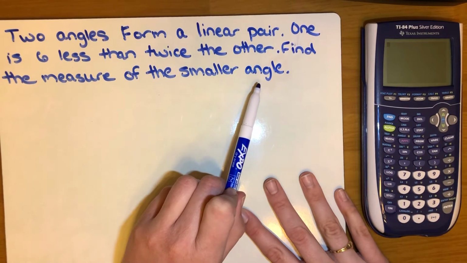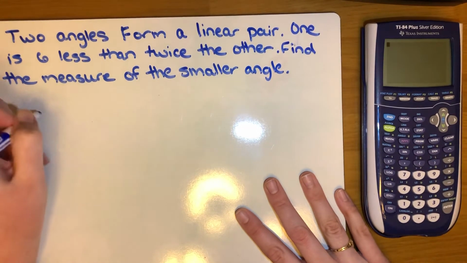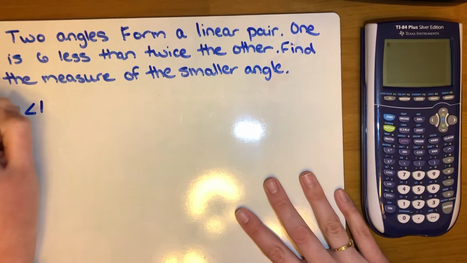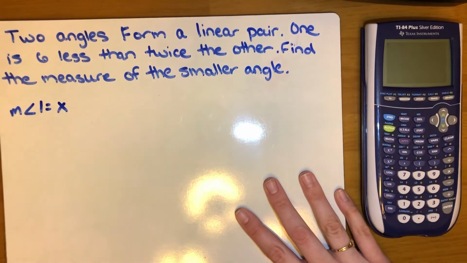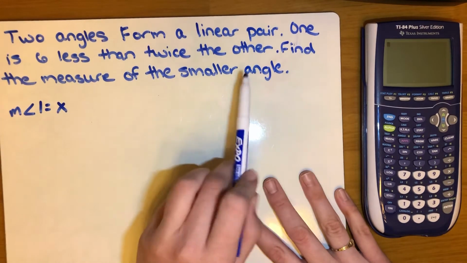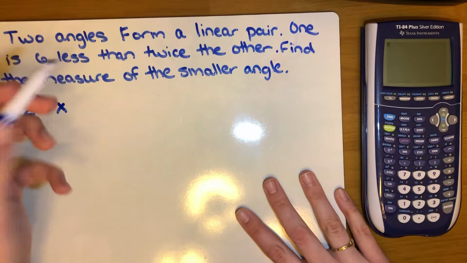Okay. So what I'm going to do is I'm just going to set it up and I'm going to let one of my angles be x. So I'm just going to say that angle 1 is equal to x. And I'm not sure whether this is the smaller or the larger just yet, but we'll see. Now the other thing that I know is that, and this is going to be the other angle here. I'm going to let this be that other angle.